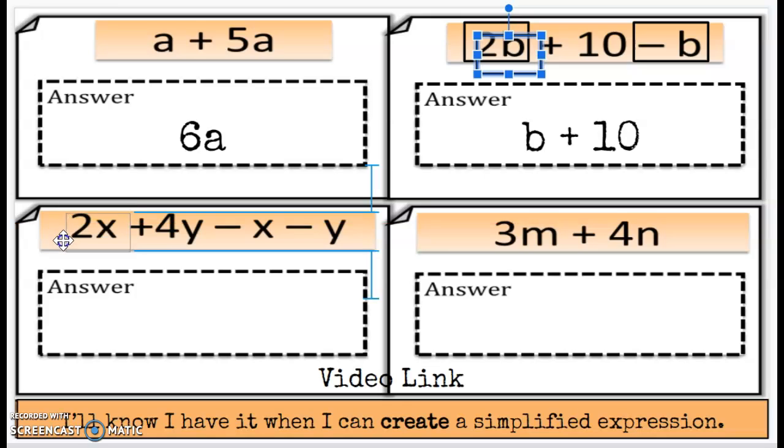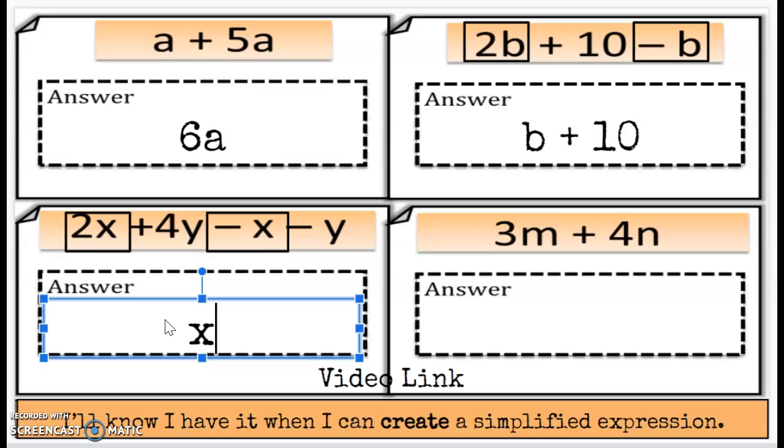I have 2x plus 4y. So I have these different terms, and I'm actually circling the different terms so you can see them. Remember, a term is these different areas right here. This is a 4 term expression. So 2x is one term, plus 4y is another term, negative x is another term, and negative y is the last term. So 2x, I'm going to combine that with a negative x.